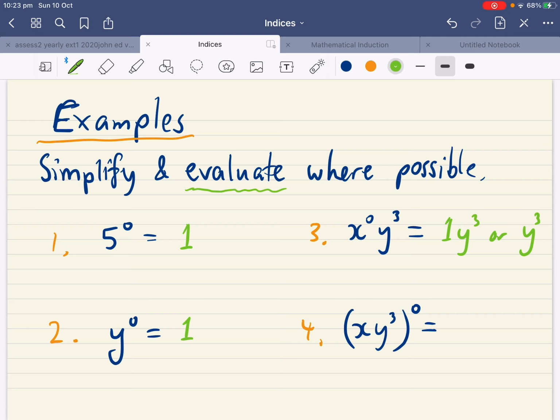Example number 4, again, it looks like it might be a little bit tricky. You've got this xy cubed. That whole thing is some number. I don't know what the number is. Check it out. The whole thing is taken to the power of 0. So I don't know what this number is, but it is a number. It's been taken to the power of 0. So the whole thing will become a 1. Right? Any number taken to the power of 0 will just become a 1. All right, make sure you have these examples copied into your book. If you haven't done it yet, you might want to pause the video because I'm just about to flip on over to the next page.